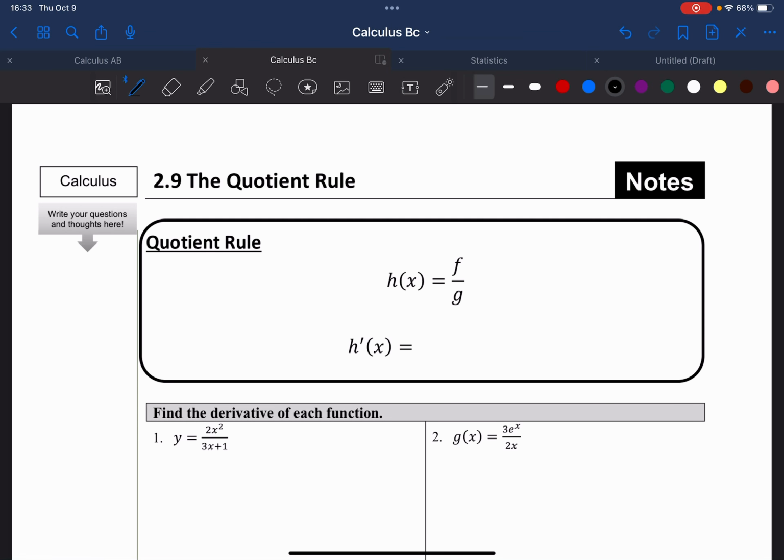Okay, notes 2.9, the quotient rule. So the quotient rule tells us that if we are taking two functions and dividing them, then the derivative of that is going to be f prime g minus f g prime all over g squared. Notice how it looks similar to the product rule, where it was f prime g plus f g prime, but now the numerator is subtracting and the other one is just dividing by g squared.